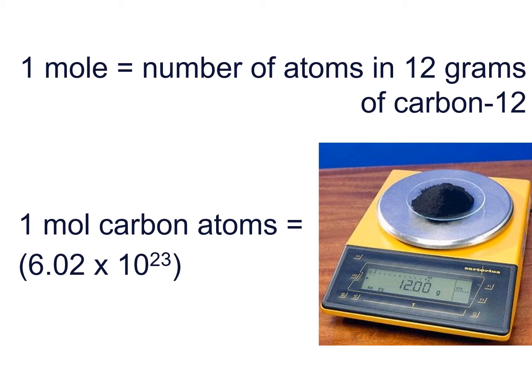The definition of a mole is: 1 mole is the number of atoms in 12 grams of carbon-12. Knowing this actually allows us to do some useful things. It allows us to know roughly how many atoms and molecules are in an amount of something.